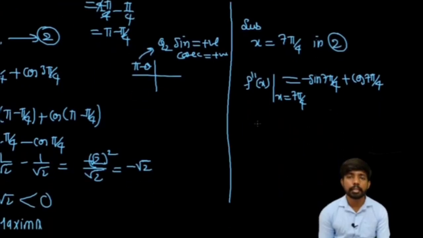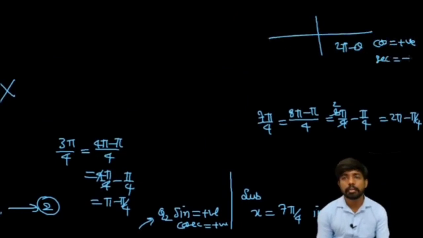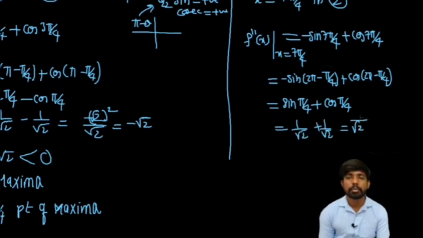The next step I will write the solution. Minus sine of 2 pi minus pi by 4 plus cos of 2 pi minus pi by 4. Here 2 pi minus theta lies in the fourth quadrant. Cos is positive, secant is positive, and remaining all are negative. Therefore sine is negative, and negative into negative is positive: sine pi by 4 plus cos pi by 4. This is 1 by root 2 plus 1 by root 2, which is 2 by root 2, which is root 2.